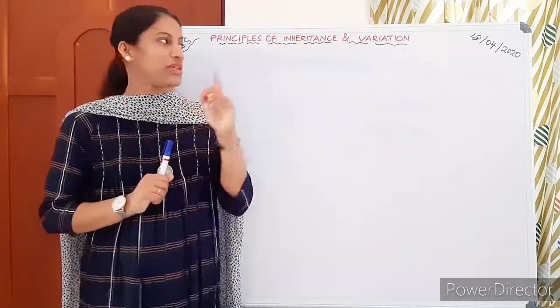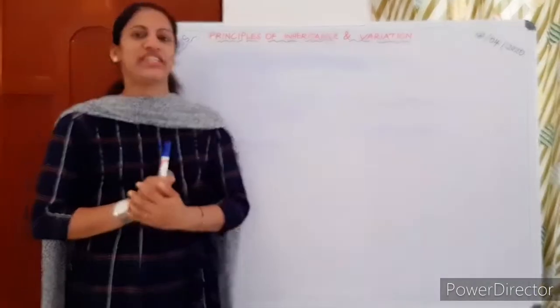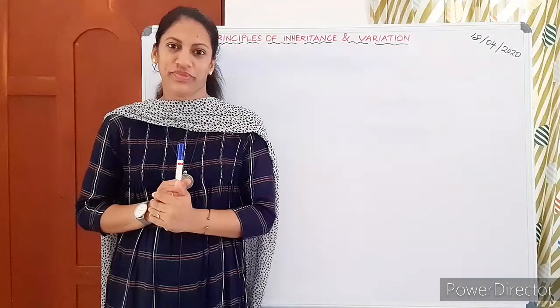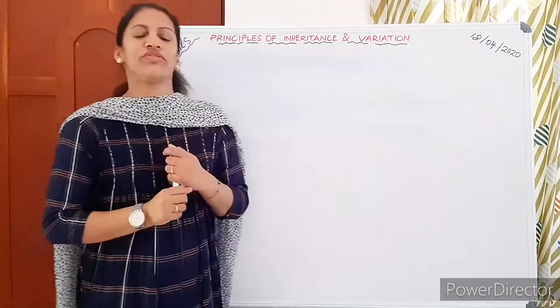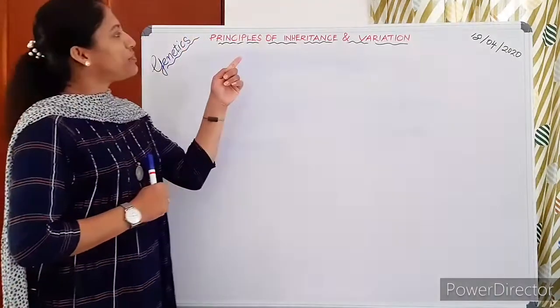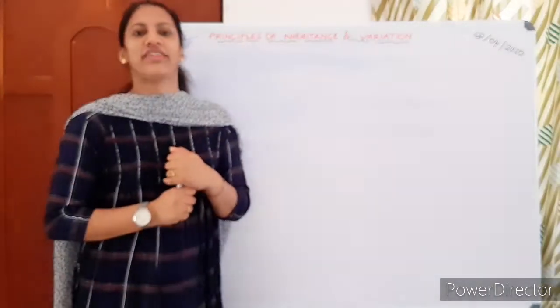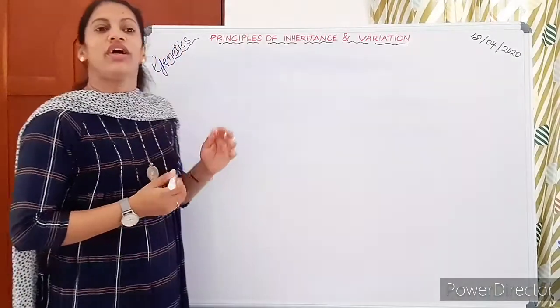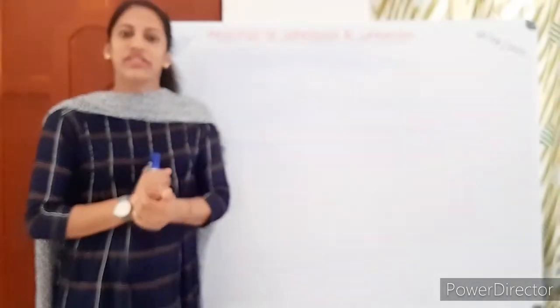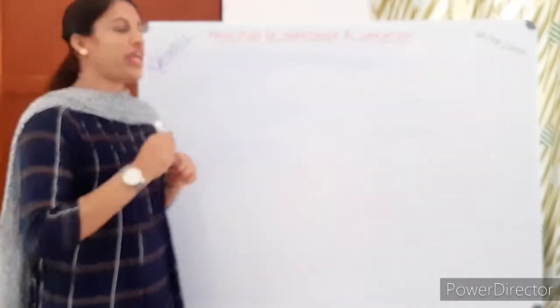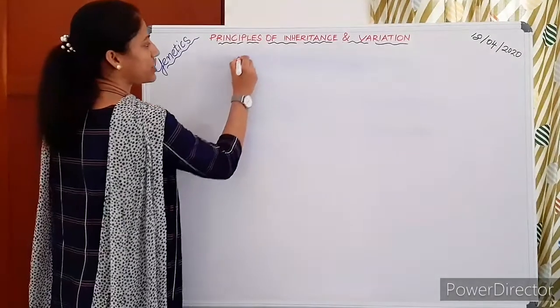And the first chapter, Principles of Inheritance and Variation. So these are chapters you feel very interesting. Let us move on to the first chapter, Principles of Inheritance and Variation. So you have already learned what is genetics. Okay, so tell me, what is genetics? Yeah, genetics is the study of heredity and variation.